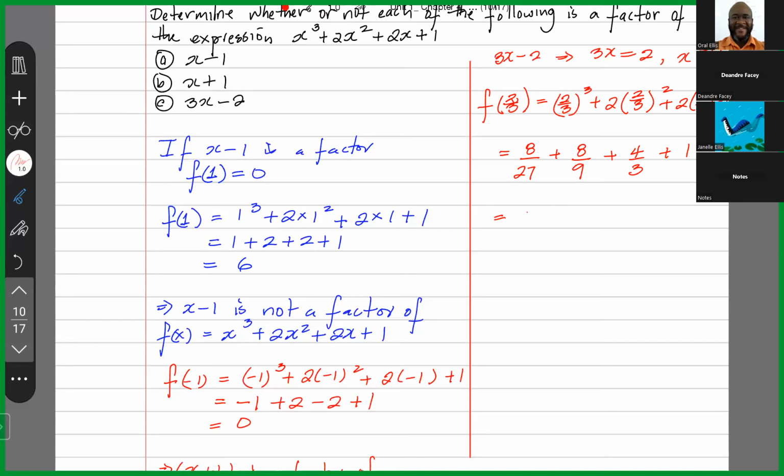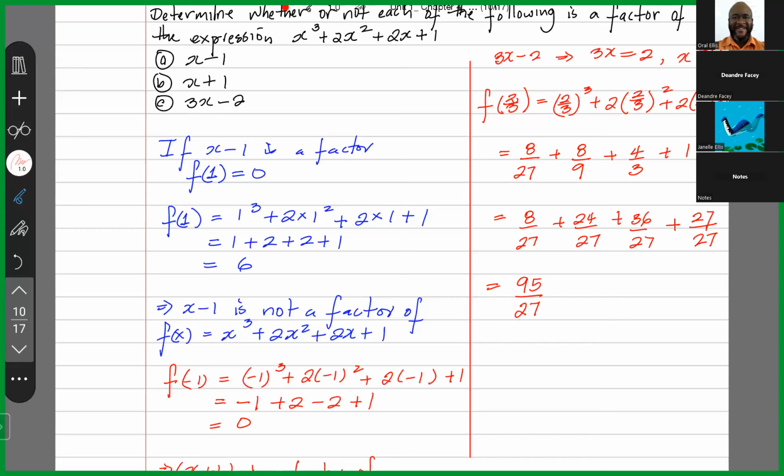We could add it. This is 8 over 27. This is 24 over 27, plus 36 over 27 plus 27 over 27. You could add it, but to no avail. It's not going to be equal to 0. It's going to be well greater than 0. When you add this, what you get, that's 60 plus 35, that's 95 over 27.